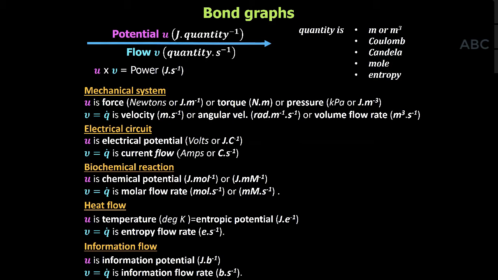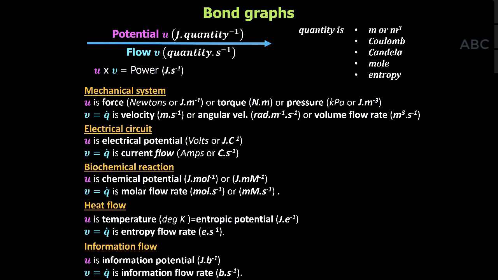So if you look at mechanics, the driving force, U, is force, which typically is thought to be newtons, but it's much better to think that it's really joules per meter. Newtons is just a derived unit. The base unit is joules per meter. Or if it's torque, it's Newton meters. Or if it's pressure, don't think kilopascals, think what is pressure? It's an energy density, so it's joules per meter cubed. And then the thing you're moving is either a velocity, meters per second, angular, or a volume flow rate, meters cubed.